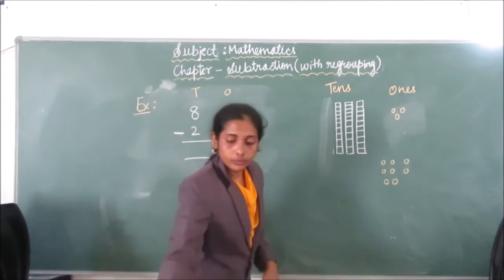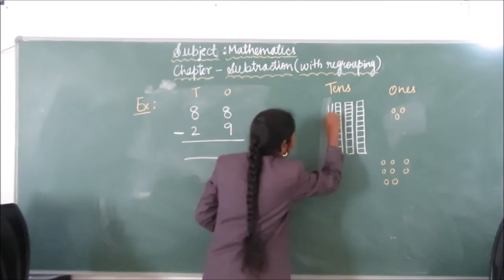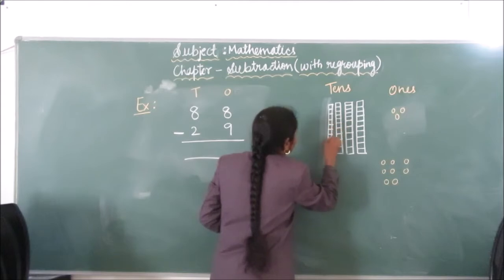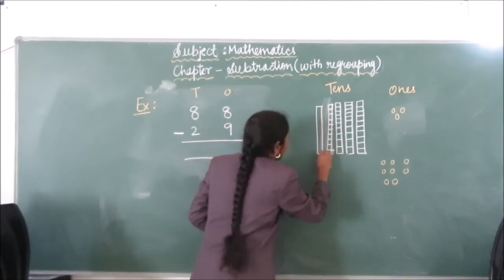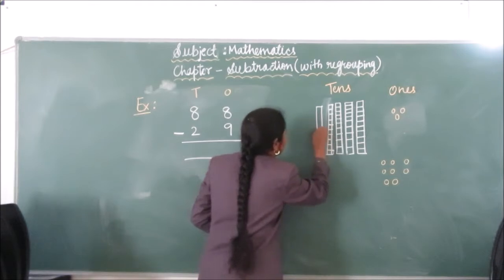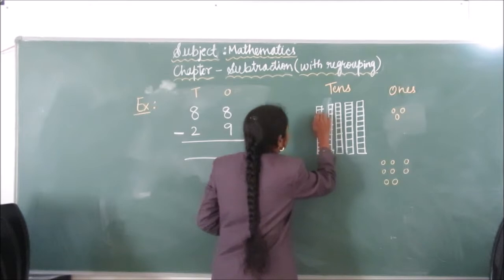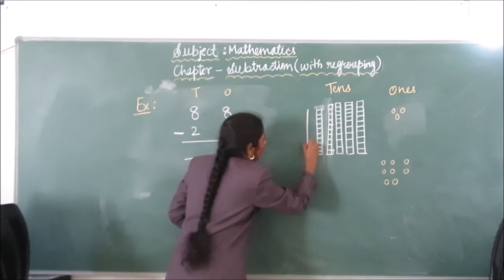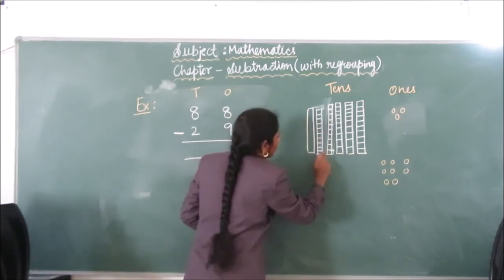Let me draw the tens here. Already 3 is there, no? 3 tens. Now I will draw. How many are there here? 1, 2, 3, 4, 5.